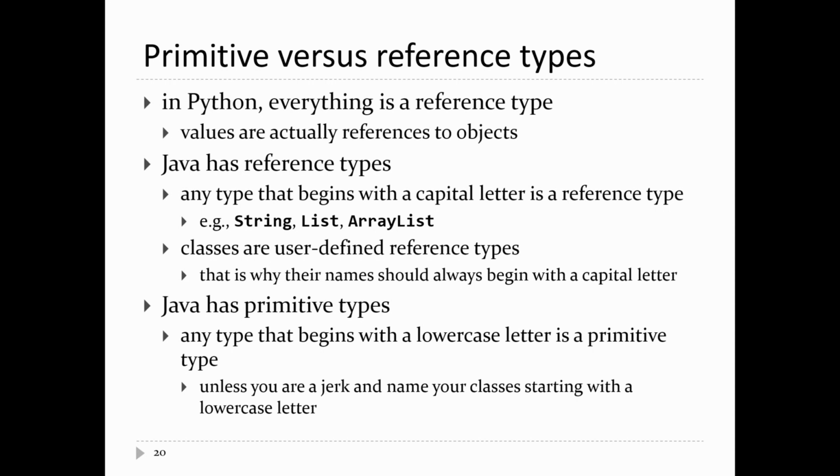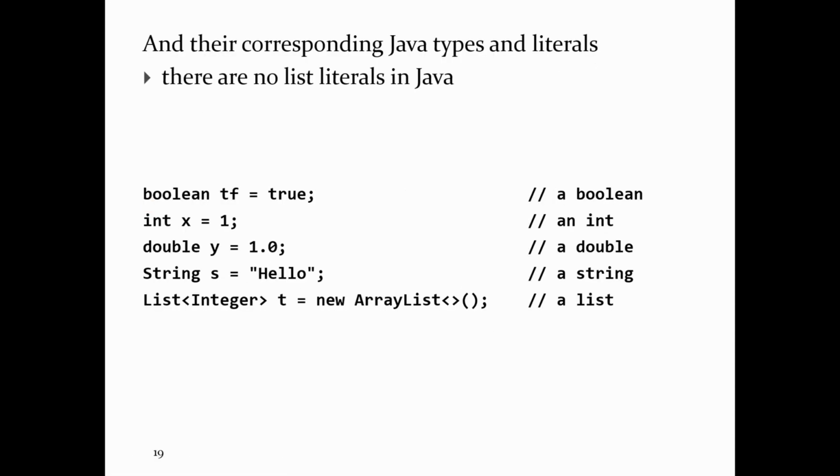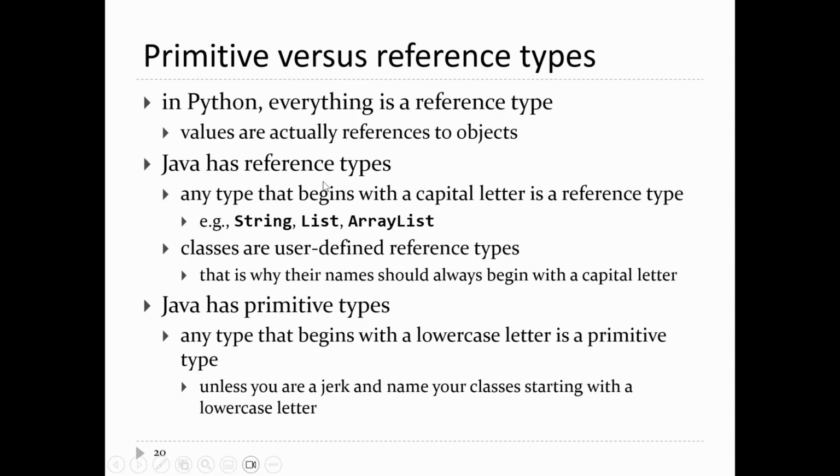Now, coming from Python, it's a bit confusing because Java has a second kind of type: a primitive type. Anything that begins with a lowercase letter is a primitive type. So boolean, little b, primitive. int, little i, primitive. double, little d, is a primitive type. Capital S String, reference type. Capital L List, reference type. Now, you can name your class whatever you want, so you can start your class name with a lowercase letter, and at first glance it looks like your type is a primitive type, which you can't actually do. That's why the naming convention is here.